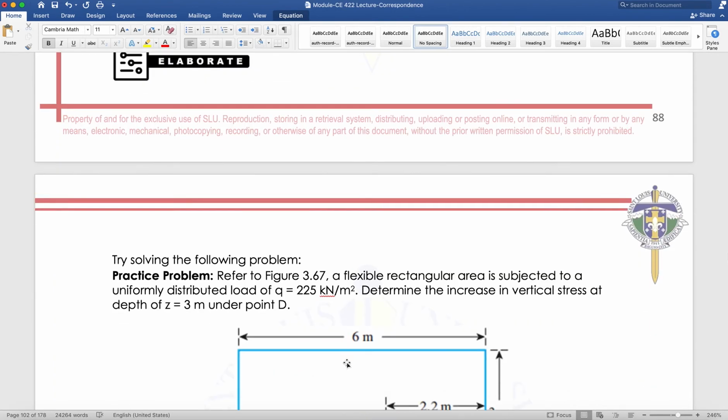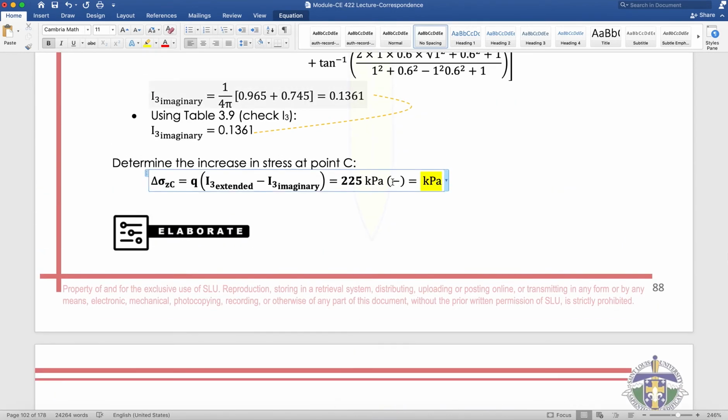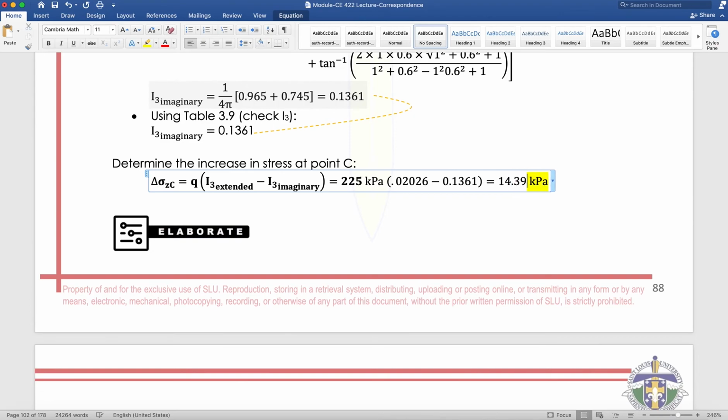0.2026. Okay. Then, minus this 0.1361, and that is equivalent to 14.9625 kilopascals. And that is the delta sigma z at point C.